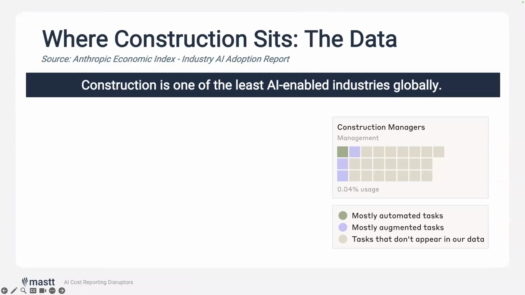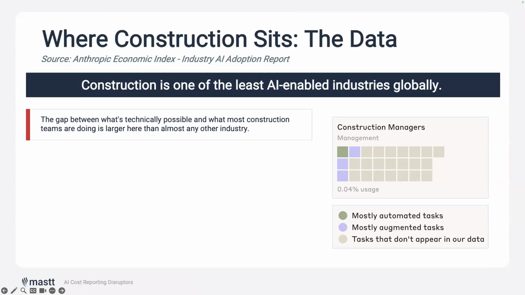So that's the construction industry as a whole. It's not just the role of all of you, it's the entire industry. It's a bit of an attitude, and we can see that in the headline across the top. Construction is one of the least AI-enabled industries globally. There's a massive gap between what's technically possible today and what teams are actually doing on the ground.